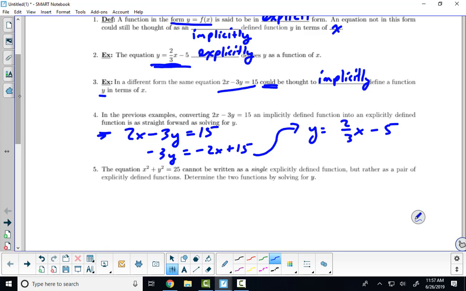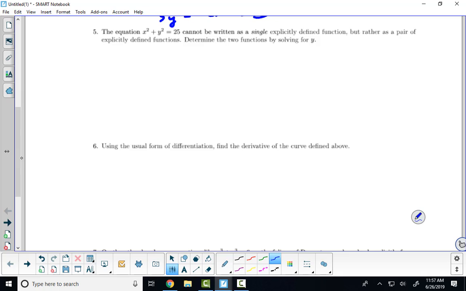Okay? All right, so let me give you some context for why we want to do this. Okay? This equation right here could be thought of as an implicitly defined function of y in terms of the variable x. Okay? When I go to try to put this into explicit form, I can't. I can't put this in explicit form of just a single function. Let's see what happens when we try to go ahead and solve it for y. We get x squared plus y squared equals 25. So that gives me y squared equals 25 minus x squared.